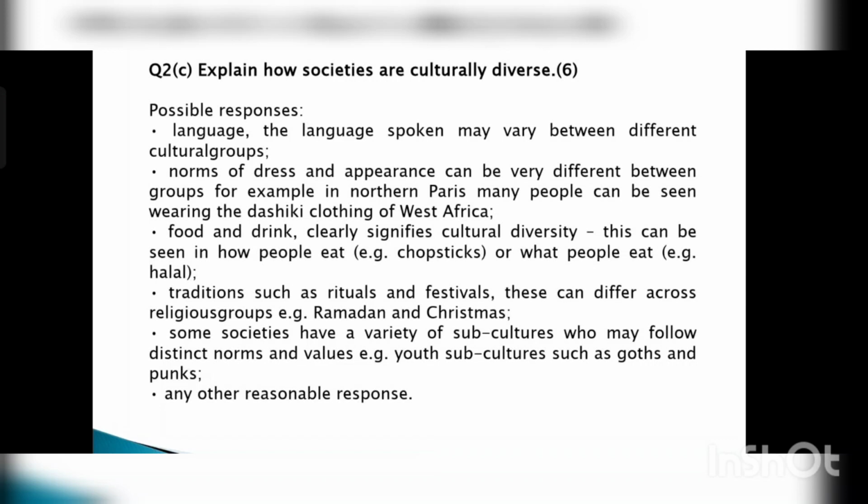Whereas the Christians, they have different events. They celebrate Christmas. Then we have different groups like Hindus. They celebrate Diwali and something like this. So there are different traditions for different cultures. Some societies have a variety of subcultures who may follow distinct norms and values. Example, youth subcultures such as goths and punks.